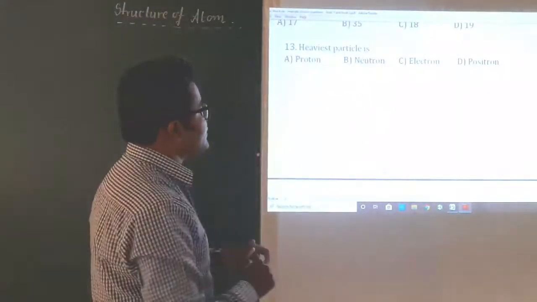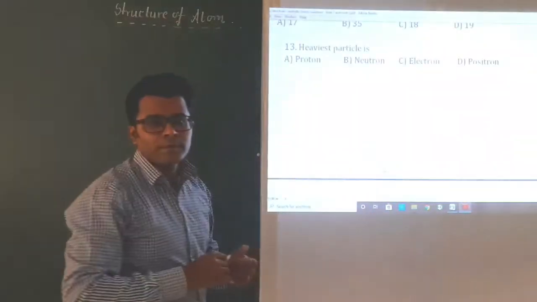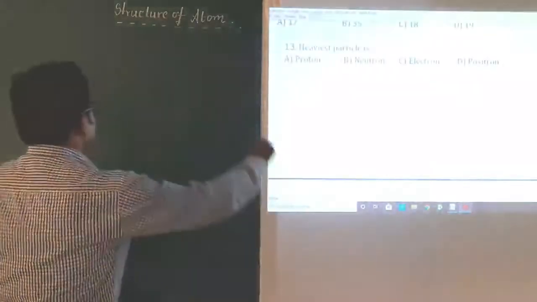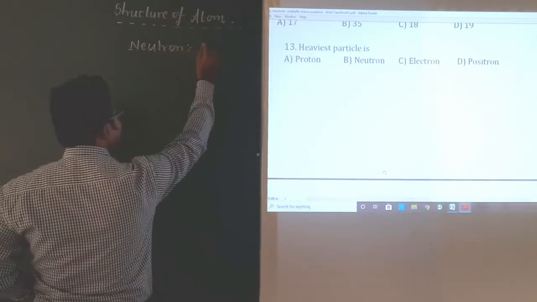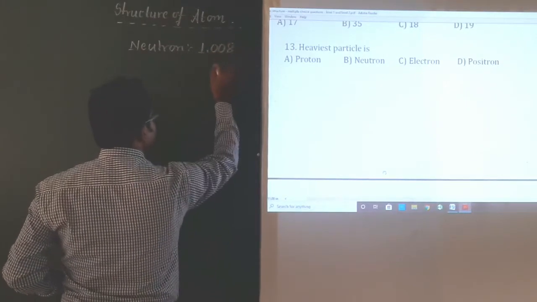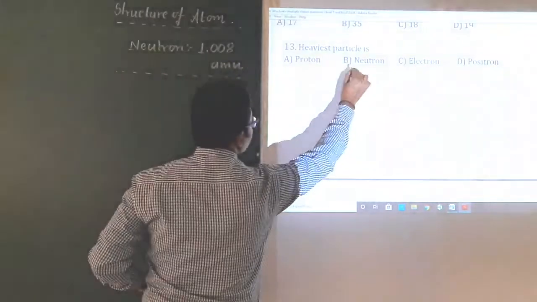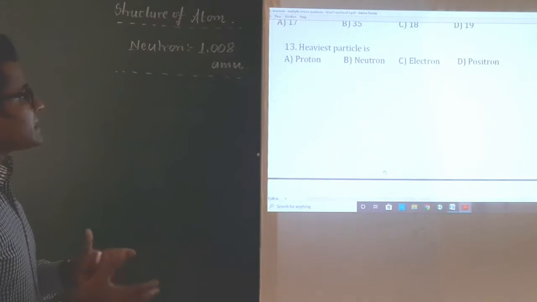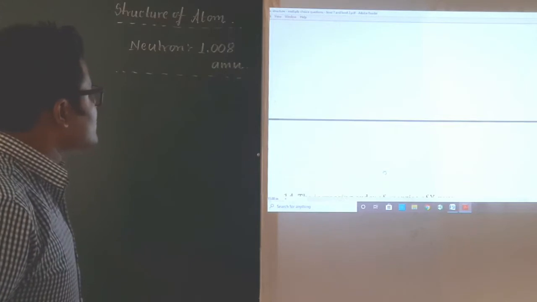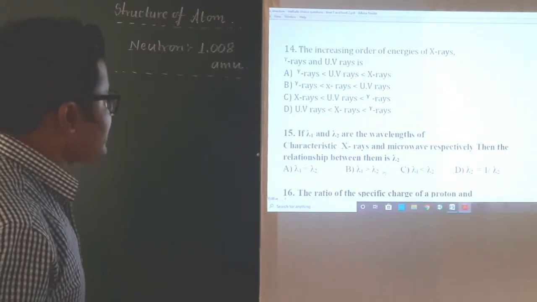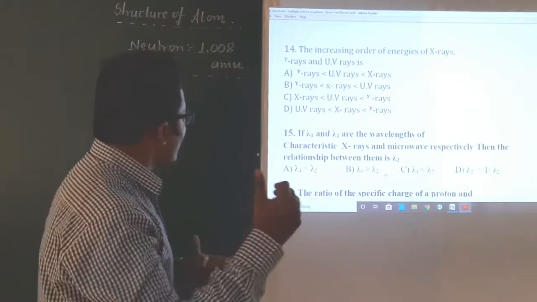Now in this entire scenario, when we see the heaviest particle among all of them is nothing more than a neutron. So neutrons are the species with the mass as 1.008 AMU. So the answer here is B. Okay, so answer is B in this case, that is the neutron. Going forward with the next question. 14th, the increasing order of energies of X-rays, Y-rays.